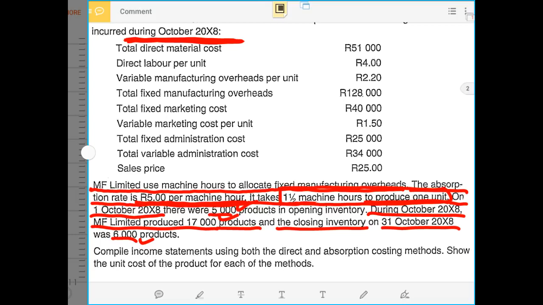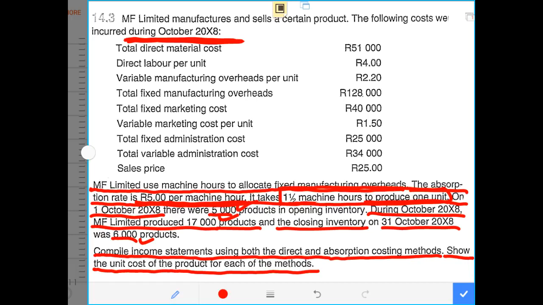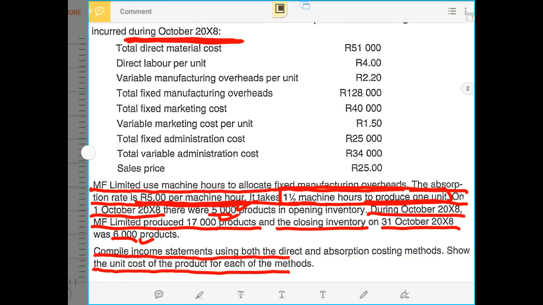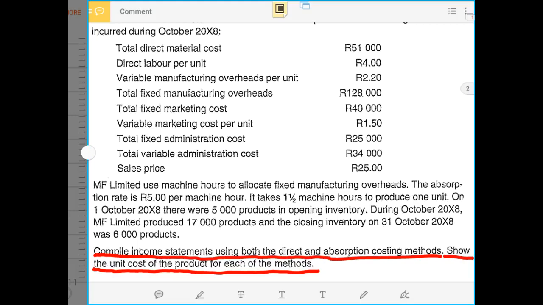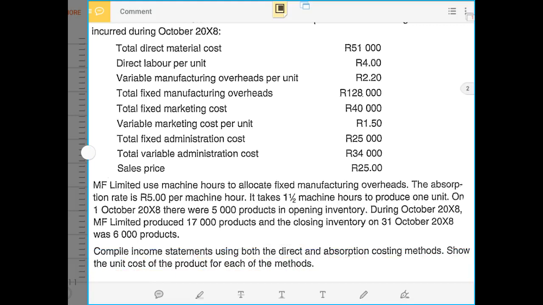Then they further require us to compile the income statement using both the direct and the absorption method, and they say we must also show the unit cost of the product for each of the methods. Remember, in the direct method we calculate only variable cost. In the case of absorption we calculate the full cost, that means variable cost plus fixed cost. That will give us the total cost per unit, which is the full cost or absorption cost per unit.